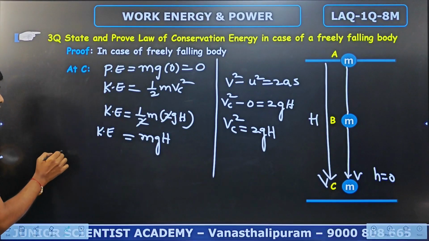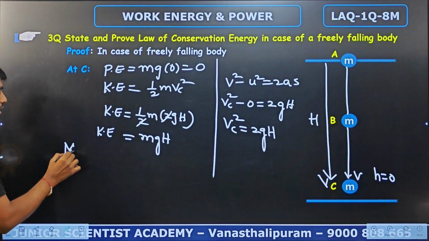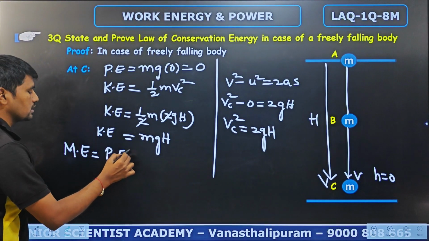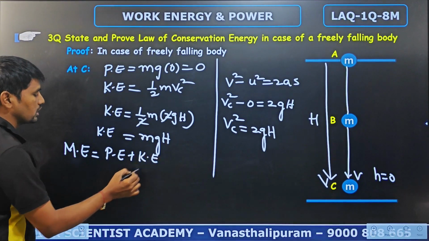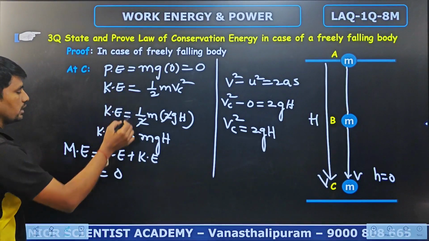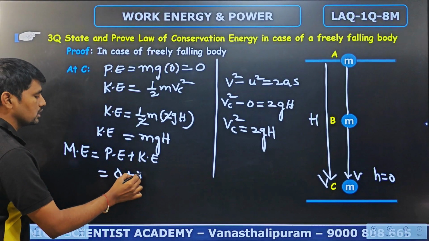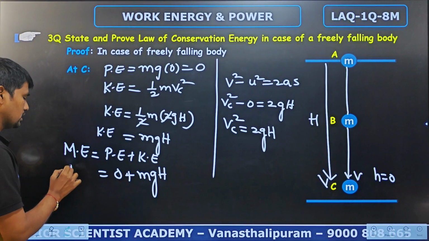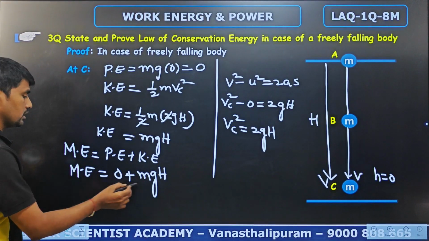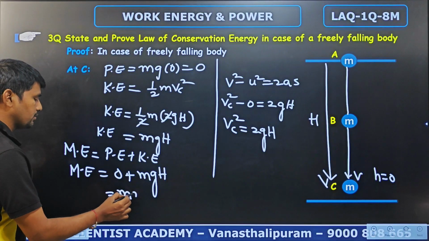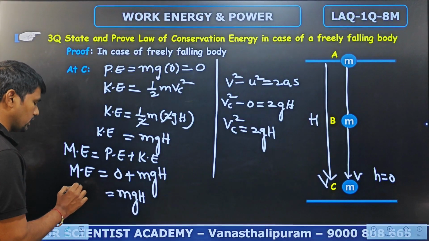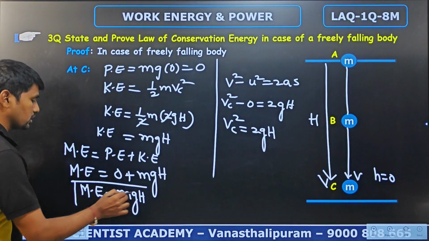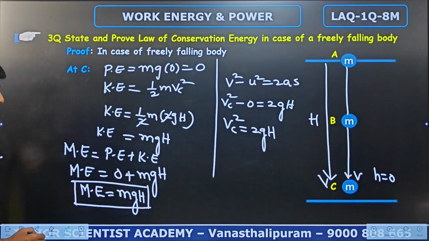So here also we have to check the mechanical energy or total energy. Total energy is nothing but potential energy plus kinetic energy. Potential energy is 0, kinetic energy is mgH. So finally, here also mechanical energy is mgH only.